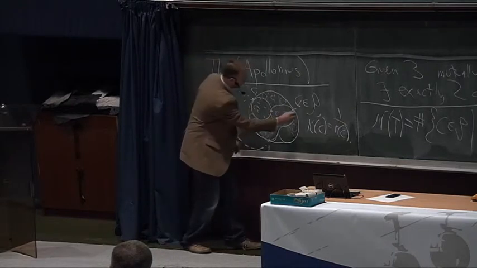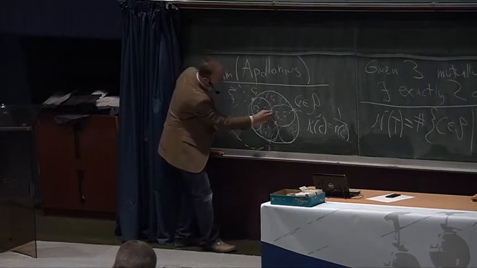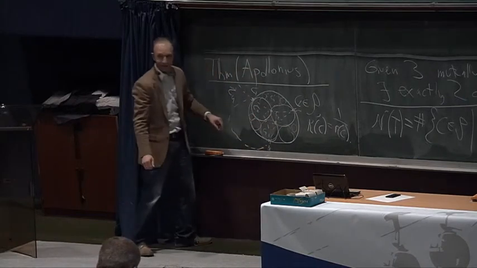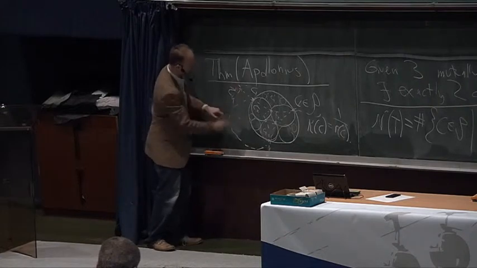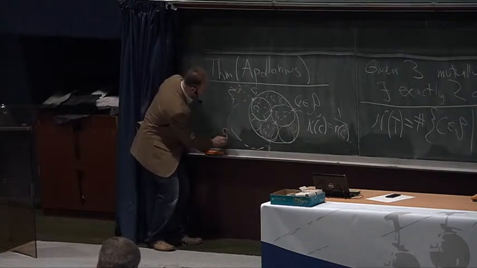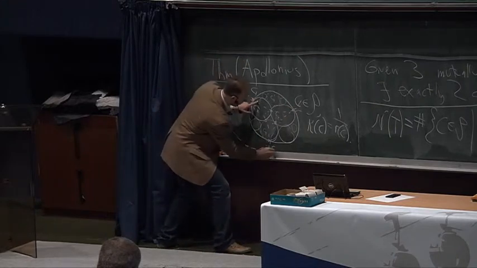And similarly, here's another dual circle through these 3 points of tangency. And finally, there's a dual circle here through these 3 points of tangency. So this is a dual circle. This one was C4 dual. This one is C3 dual. This big one was C2 dual.